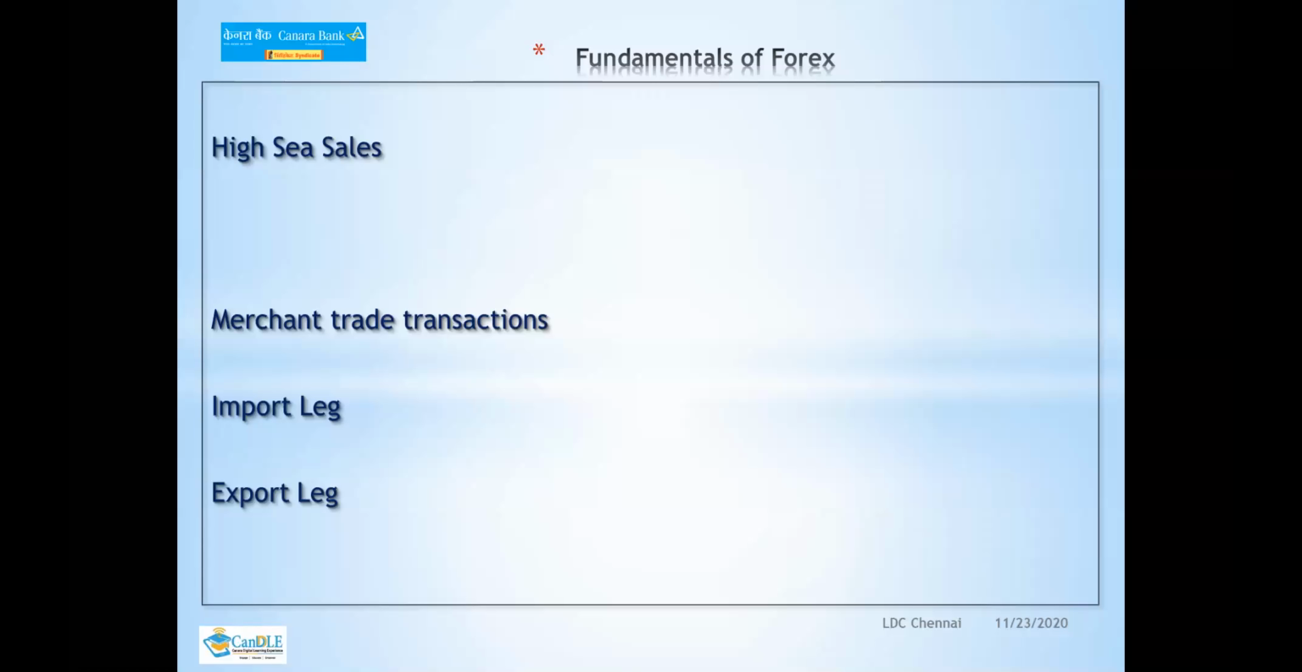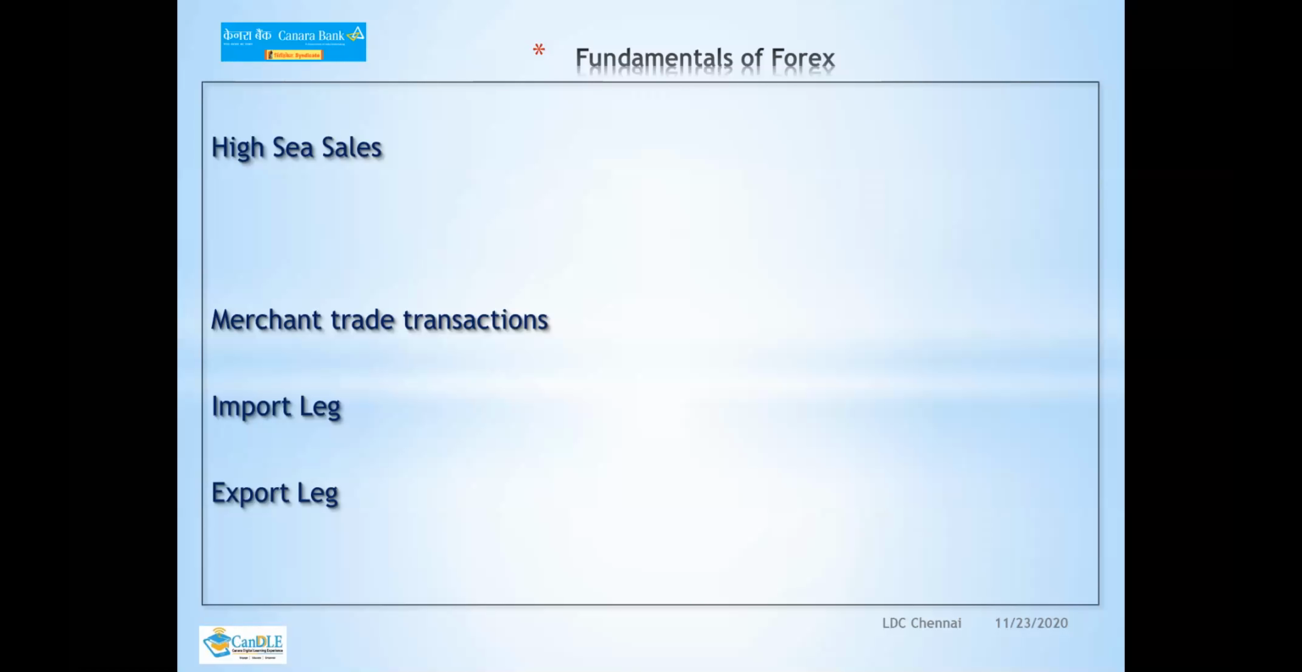Suppose somebody in China or Singapore is selling some spices. Somebody in Germany wants to import it. If they don't trust the Chinese seller, what can we do? An Indian fellow buys from China and sells to Germany. But here the beauty is that the consignment will never reach India.